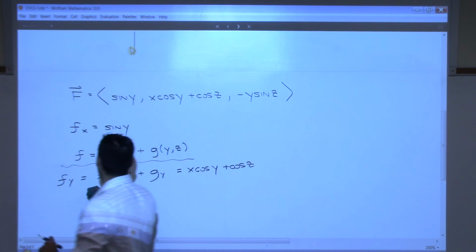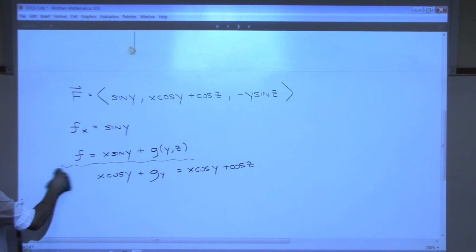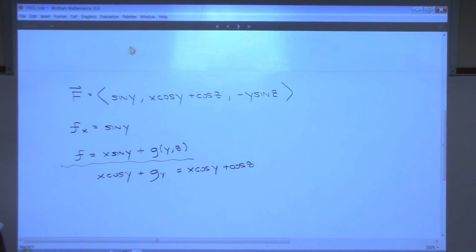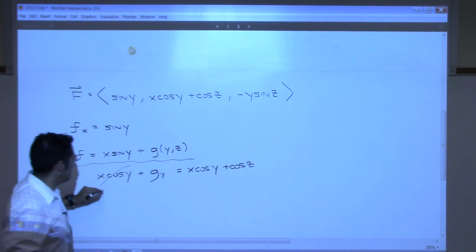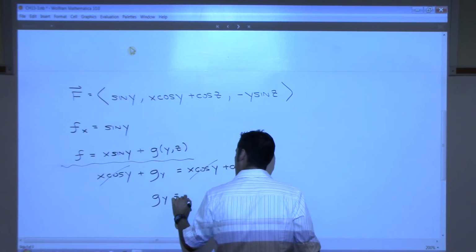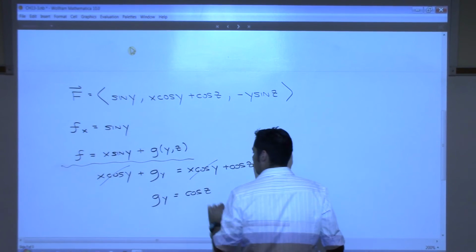I don't like having this at the front, okay? Only because I have an equation, I'm going to work both sides of it. I don't like to have a string of equations and do that. But as long as everyone understands where these two pieces came from, right? All right, these cancel. And then you get g sub y equals cosine z.